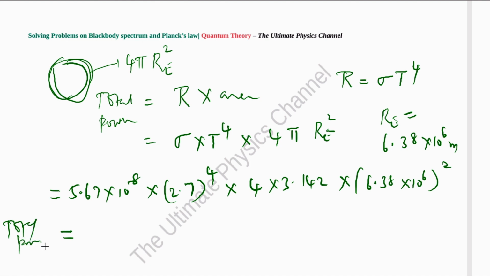That would be the total power that Earth receives from this radiation, and that is calculated to be 1.54 into 10 power 9 watts. Right, nearly 1.5 billion watts.